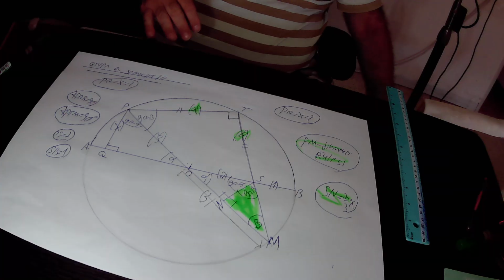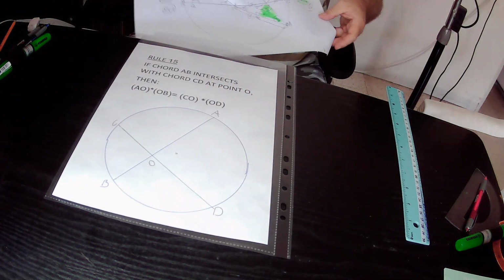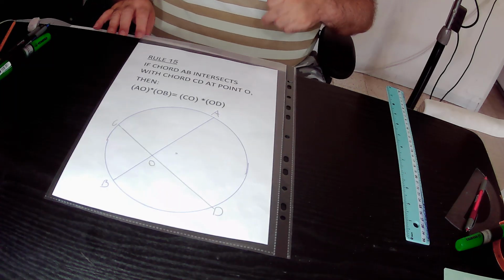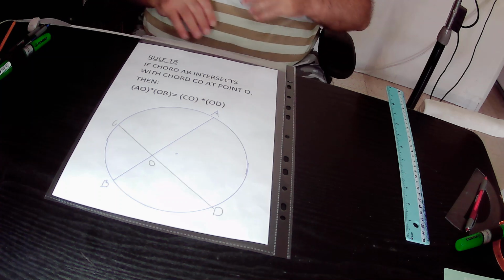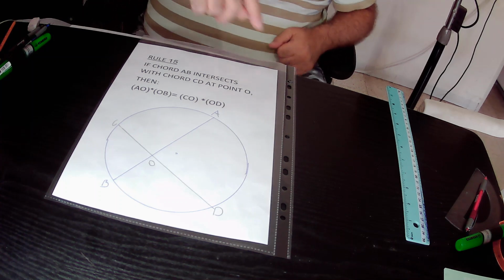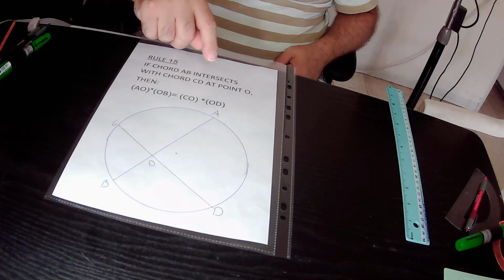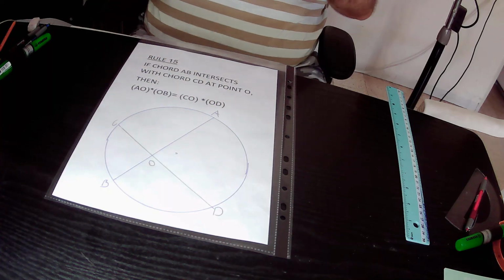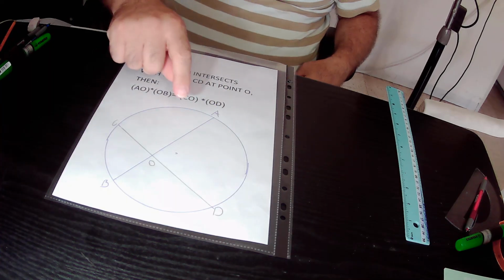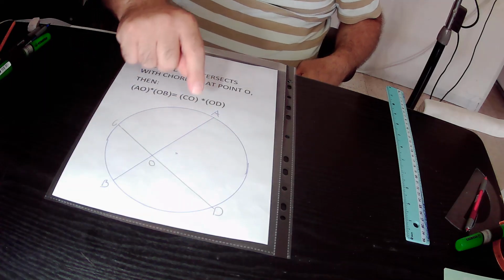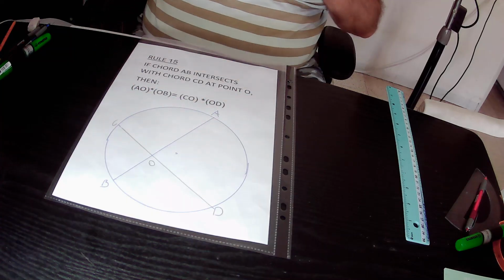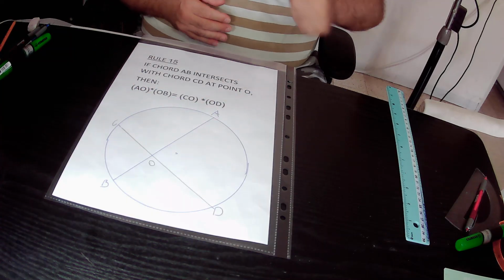So, implement rule 15 in our drawing. According to rule 15, if chord AB intersects with chord CD at point O, then AO times OB equals CO times OD. So in the drawing we have a circle, and this is chord AB that intersects with chord CD at point O. So in this drawing, the following equation will be true, that AO times OB equals CO times OD. So we can actually implement this rule 15 in our drawing.